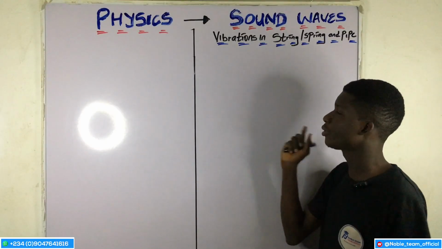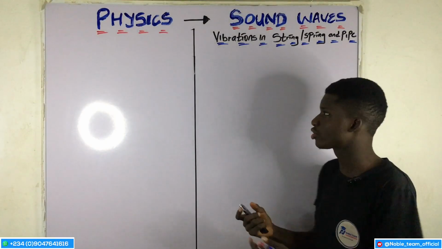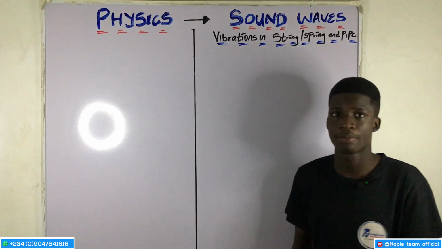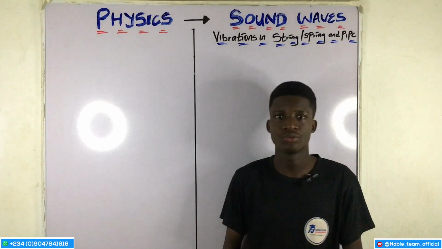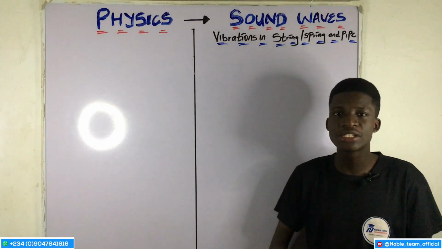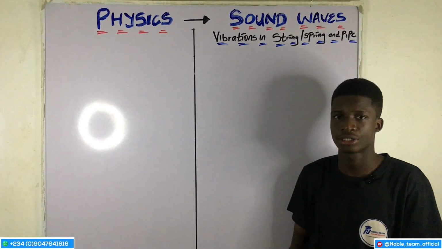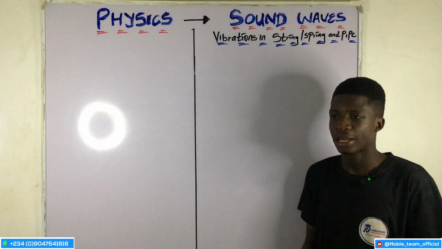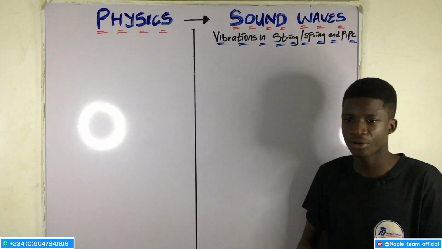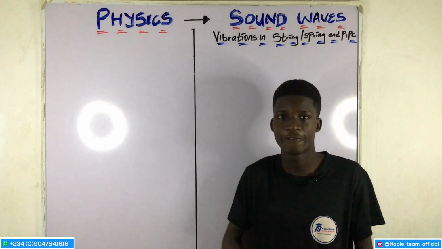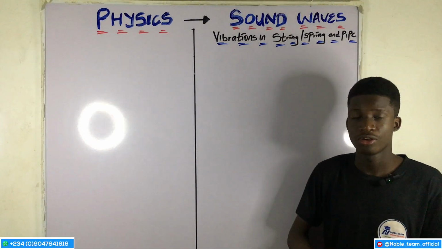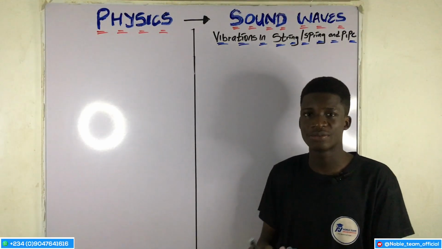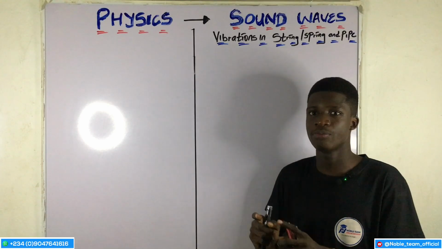Now, when we talk about sound waves, we can't just dive into vibration without understanding what sound waves are all about. Sound waves are produced by a vibrating body. What am I trying to say in essence? For example, if you want to play your guitar, you have to vibrate the strings here. So that is why they say sound waves are produced by a vibrating body.